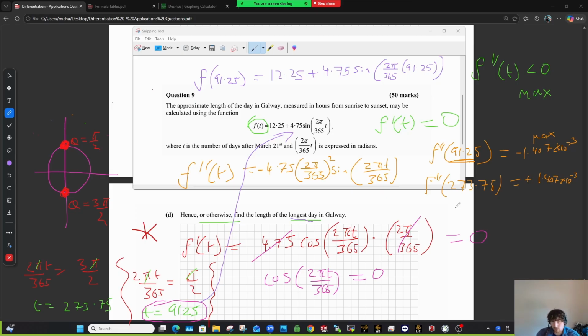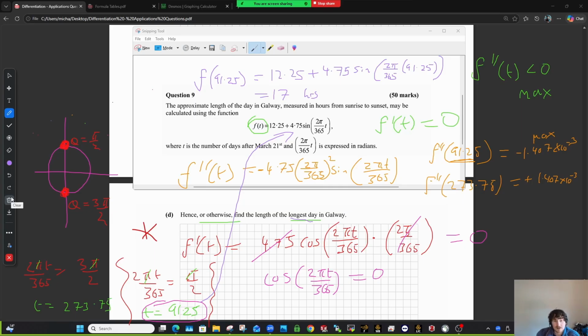So 12.25, make sure everything's in radians. Sine, and I'll show you how to do this without having done any of this using the or otherwise. Multiply by 91.25. So the longest day is 17 hours. That works out as exactly 17 hours, okay? That is the longest day. And as you'd imagine, it's less than 24 hours.